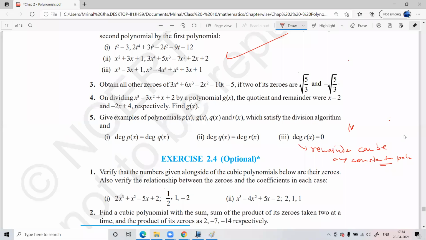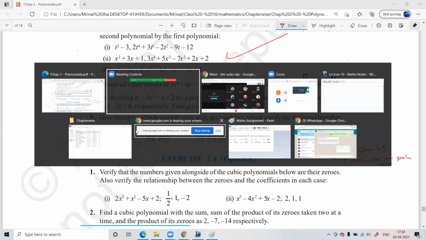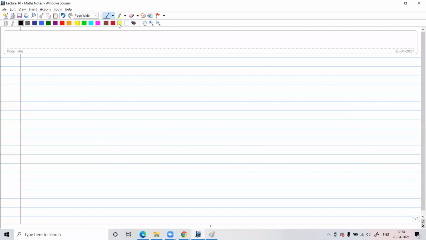But before I go to the fifth one, I'll start with the fourth question, which I had not discussed so far. So I'm recording it already. Yeah. So let's go to the NCERT exercise, question number 4.